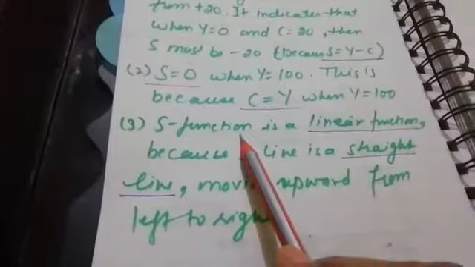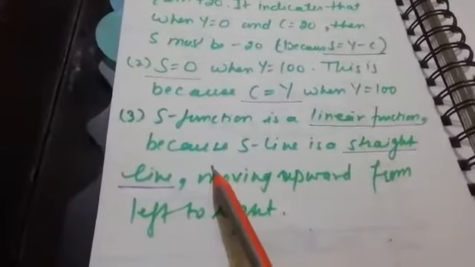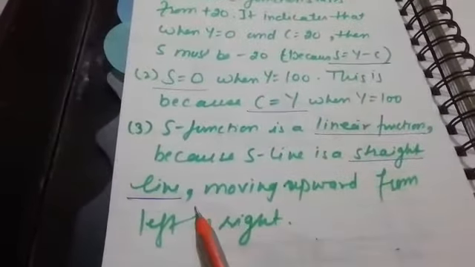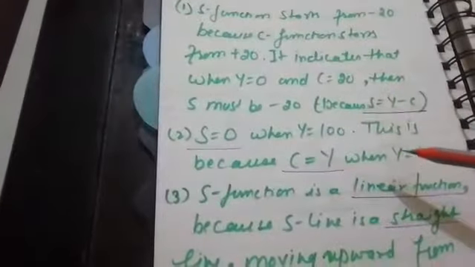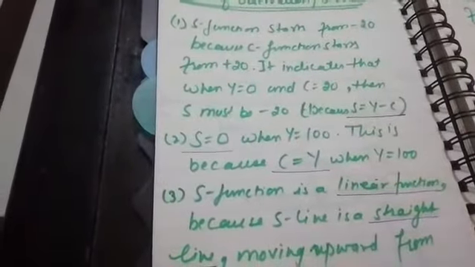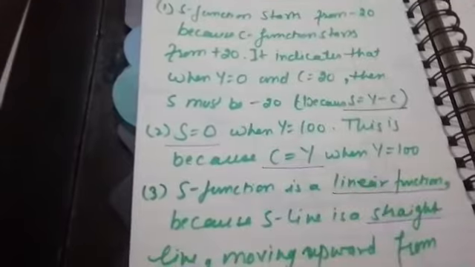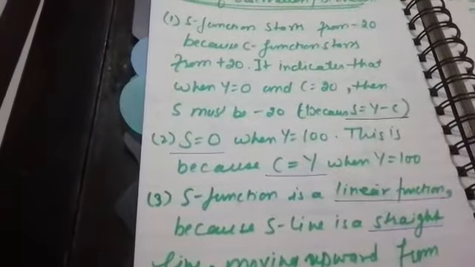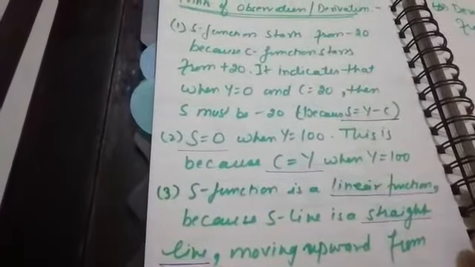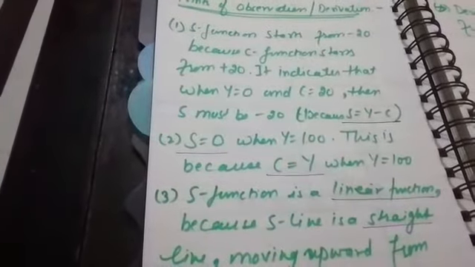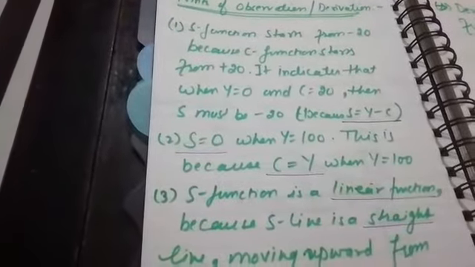And the third point: the S function, or saving function, is a linear function because the S line is a straight line moving upward from left to right. These 3 observations we have to write down in the derivation of the saving curve from the consumption curve. This topic is very important, beta. Please try to understand this topic. Watch the videos again and again so that you can have a very good grasp of this topic.